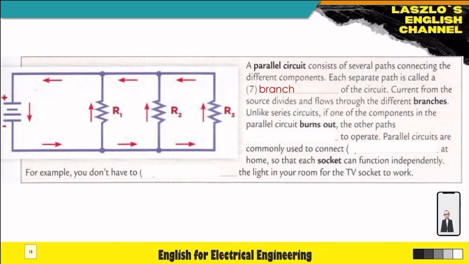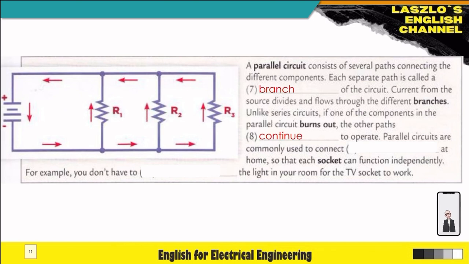While in the series circuit there's only one way to go, you will see that here the current can flow in different directions as well. So there are junctions where it can continue straight on or turn left or right. Unlike series circuits, if one of the components in the parallel circuit burns out, the other paths will still be able to operate, so continue to operate.